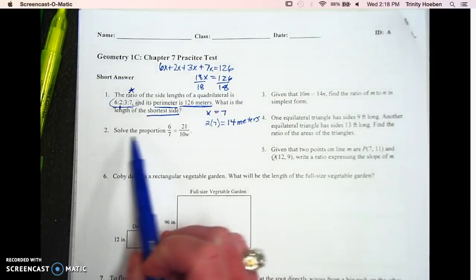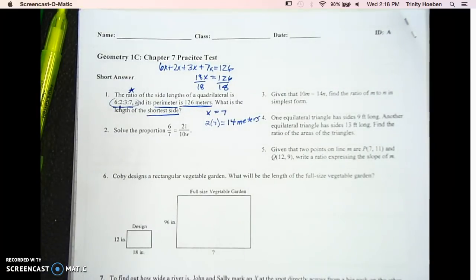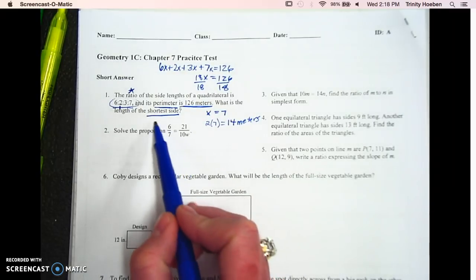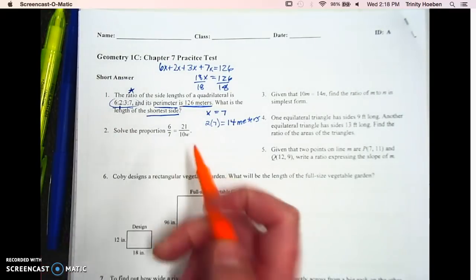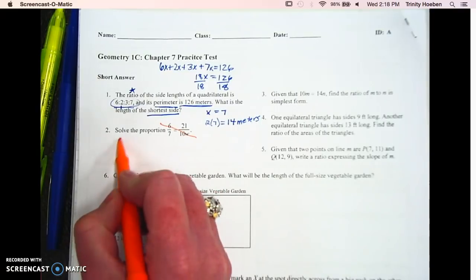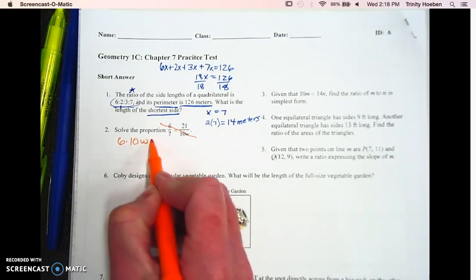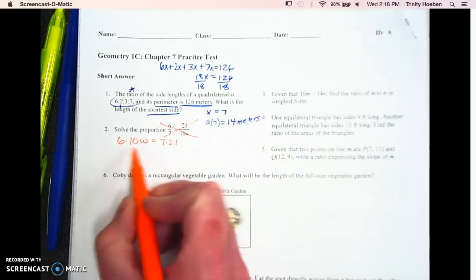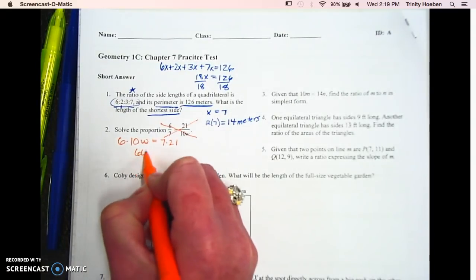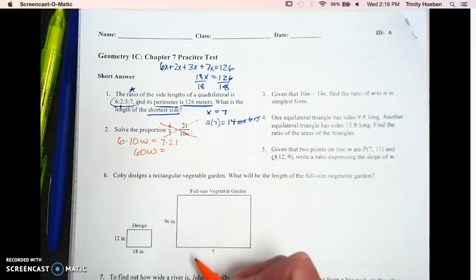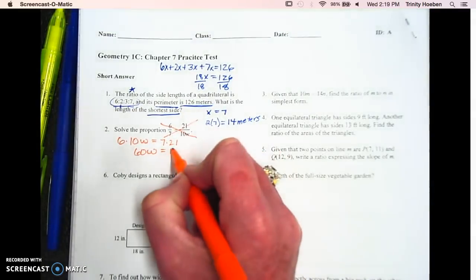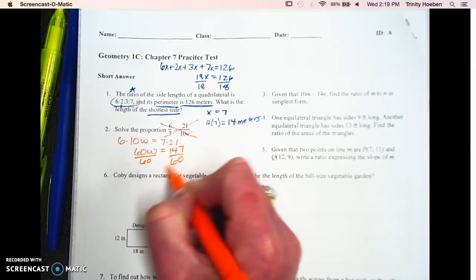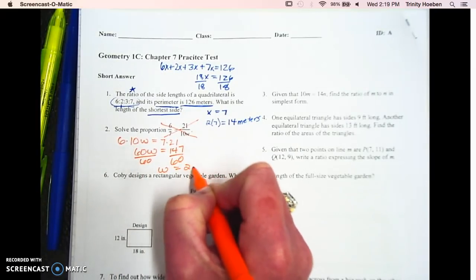Number 2 says, solve the proportion. In order to solve a proportion, we just do the cross product. I prefer my variable on the left, so I'm going to do this diagonal first. I'm going to multiply 6 times 10w, set it equal to this diagonal, 7 times 21. 6 times 10 is 60, so that's 60w, and 7 times 21 is 147. When you divide both sides by 60, you get w equals 2.45.